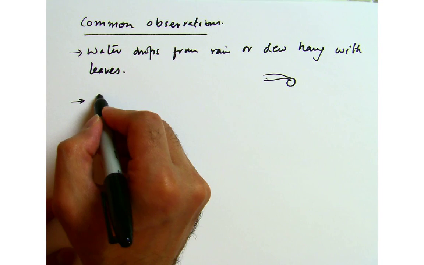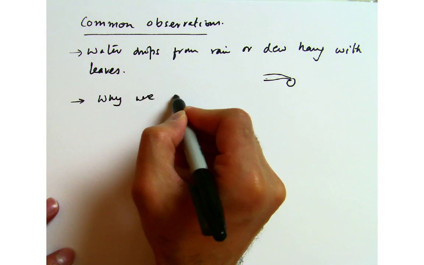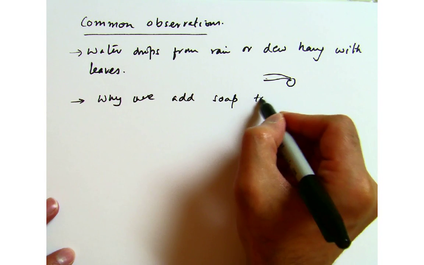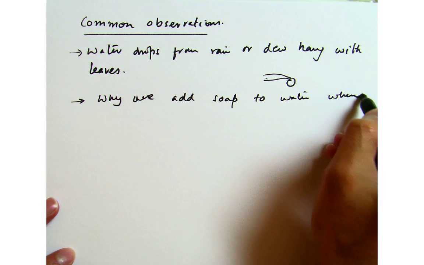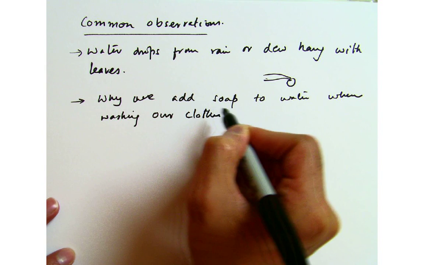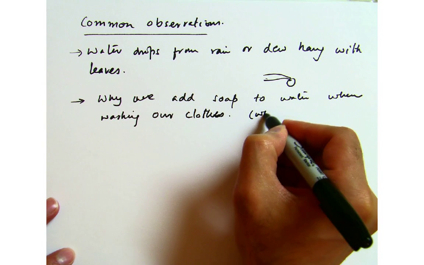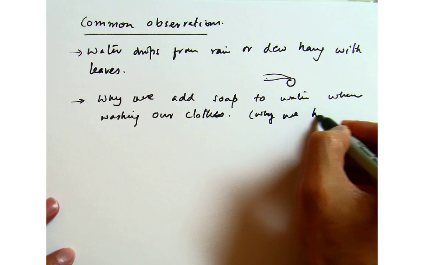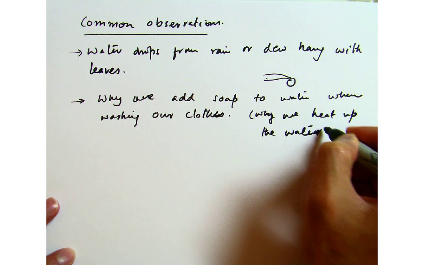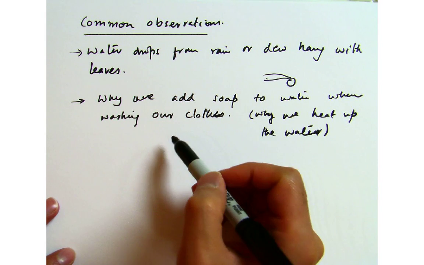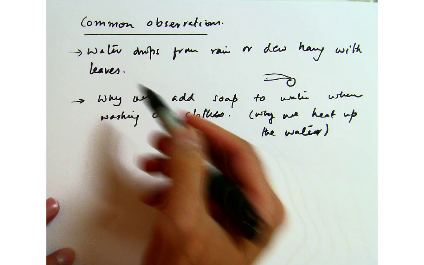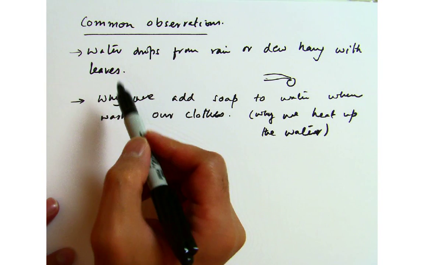Another common observation is why we add soap to water when washing our clothes. Or in the same way, why we heat up the water. In fact we will see that if you are using a detergent, you actually don't need to heat up the water, but that is one of the applications of surface tension.